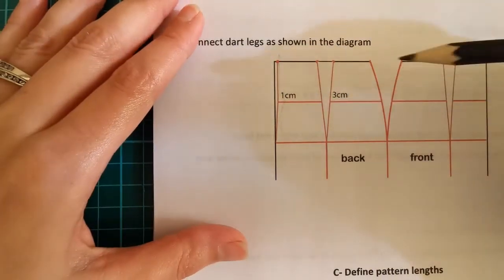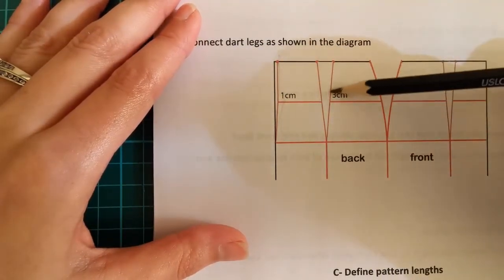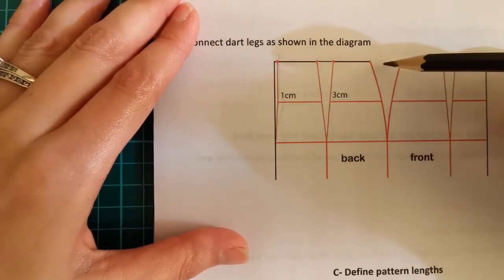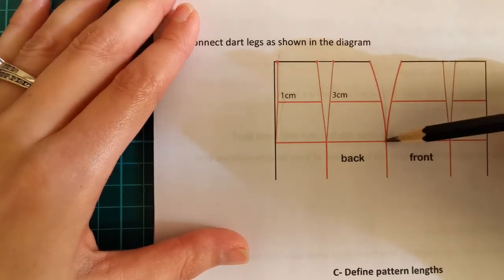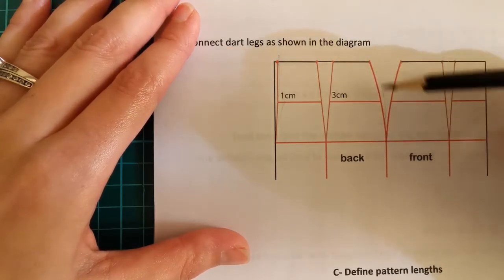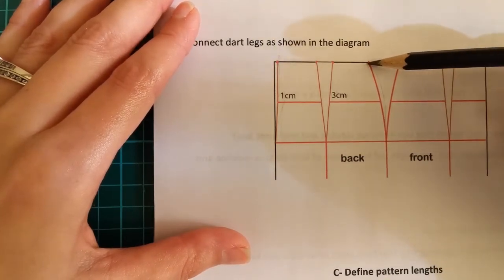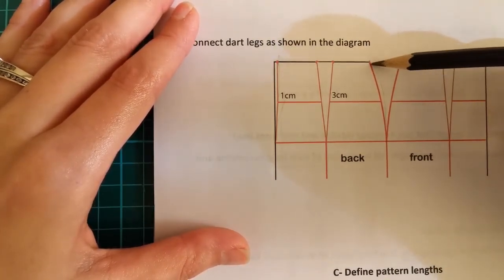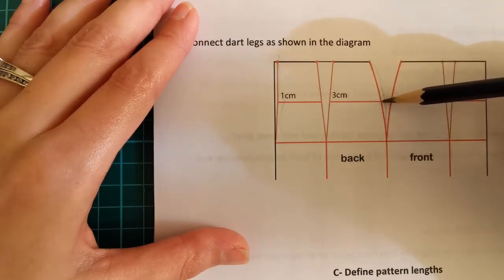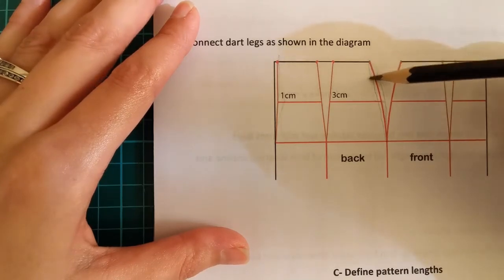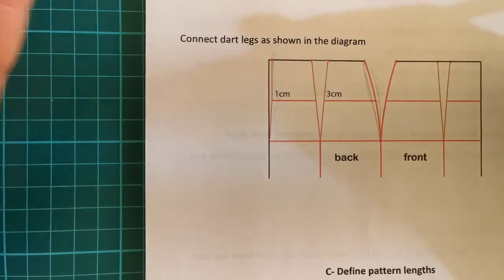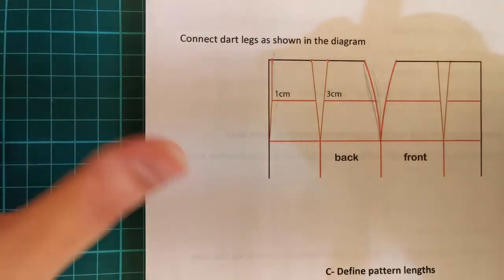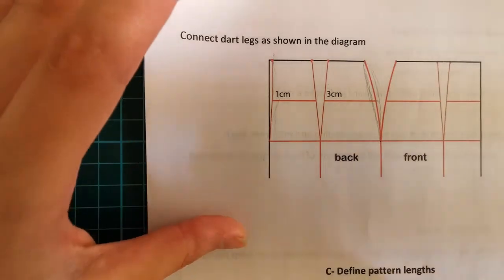Sometimes you don't want to put 3 centimeters here, so what you would do is just increase this curve, with this point staying the same, and this point stays the same. Between them you just curve it more, or make it more straight if you need to, depending on the size and the shape you like. So no fixed rule.